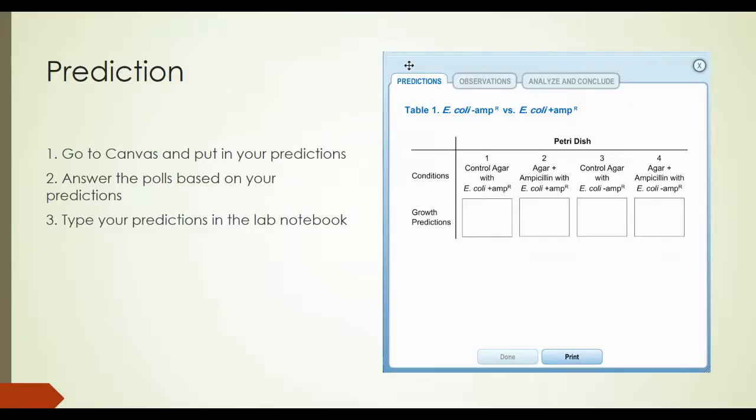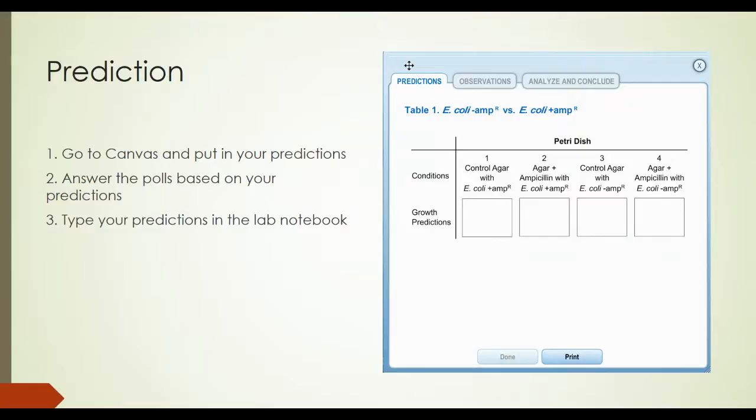So you've got your control, which has your plus ampicillin. You've then got your agar, which has your plus ampicillin. And then you've got your third plate, which is your control, which is your minus ampicillin. And then you've got with ampicillin present and your minus. So you need to go through and predict what the growth will be.